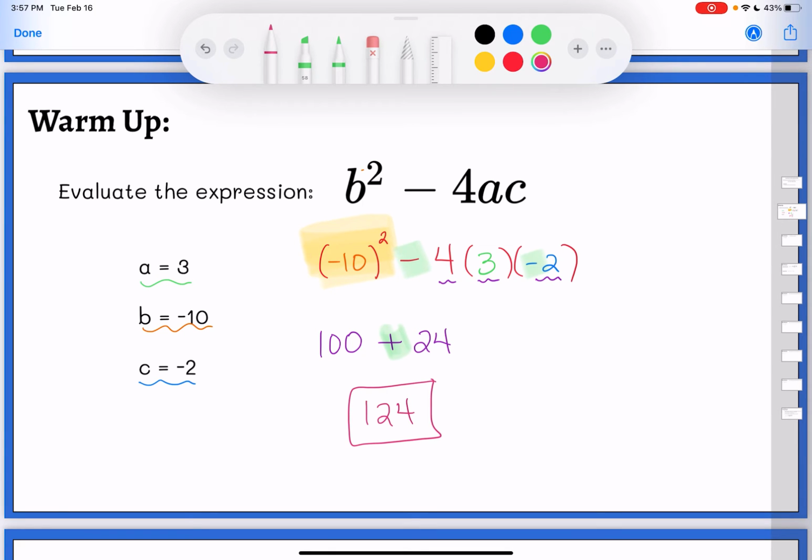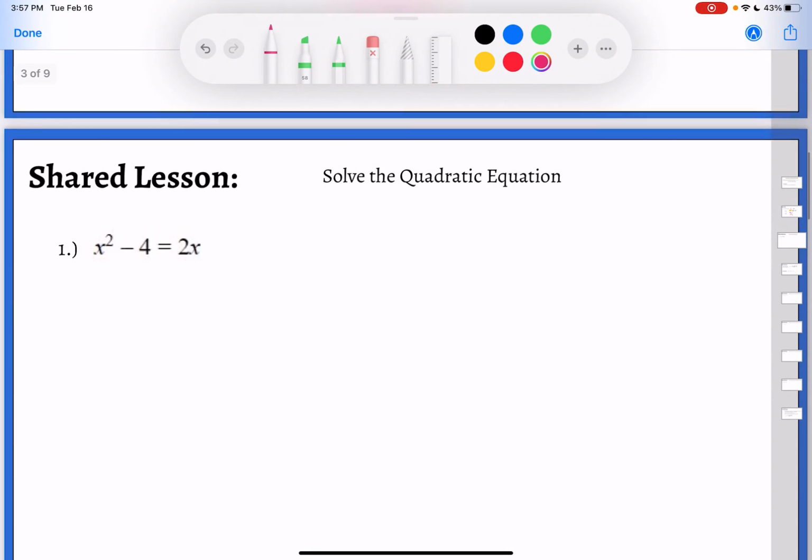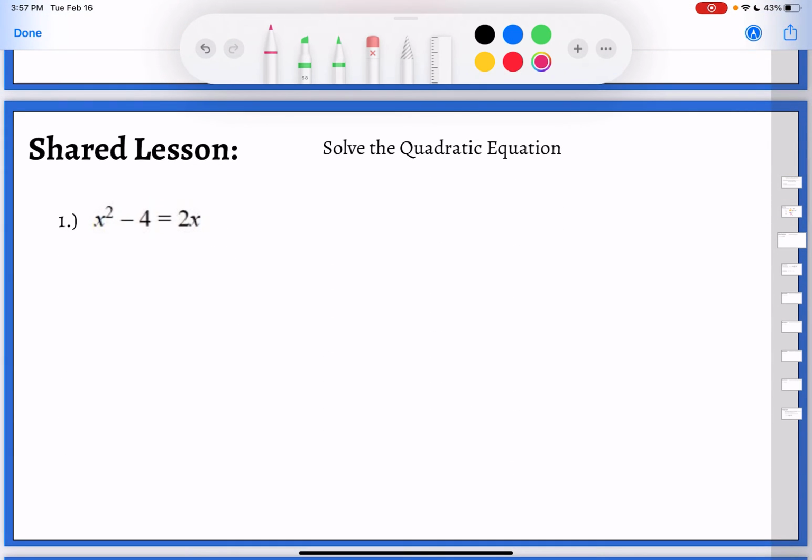Now, it seems that this skill is completely disconnected from what we're doing, but it's not. It will come into play in today's lesson a ton. So watch your parentheses when you plug something in and watch your negatives. All right. So let's think of all of our ways that we use to solve our quadratic equations, because here's another quadratic equation to solve. I have x squared minus 4 equals 2x.